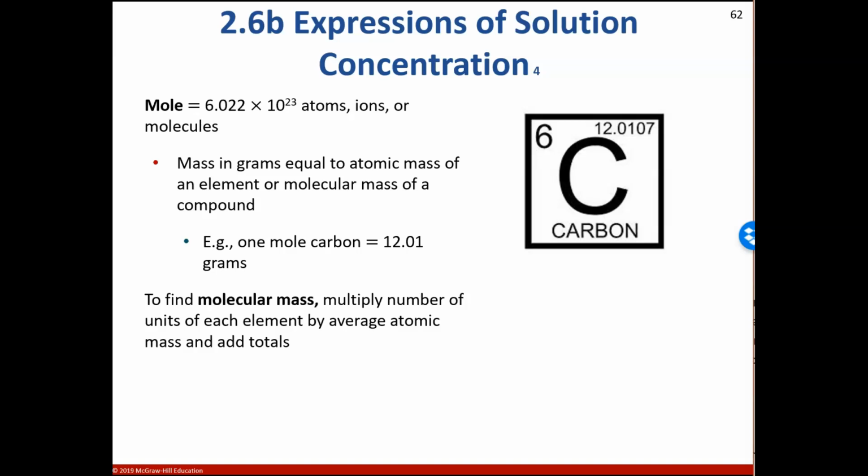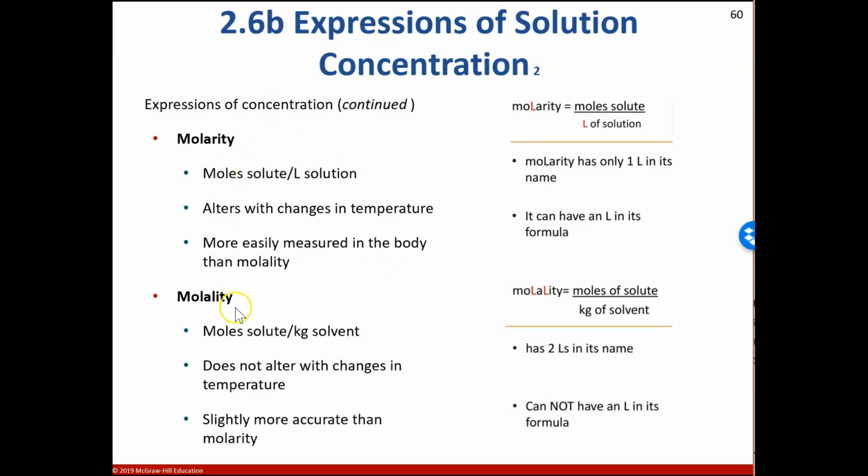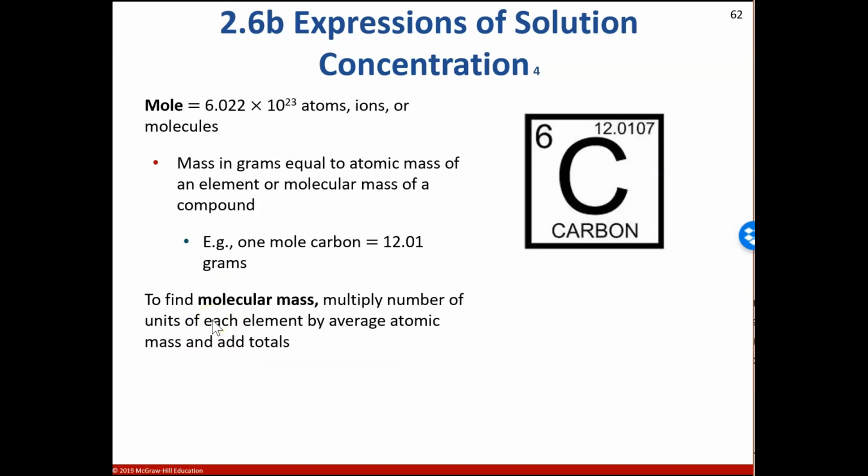So what is a mole? We kept on talking about that when we discussed our molarity and molality. So our mole is going to be a fixed number. It is 6.022 times 10 to the 23rd atoms, ions, or molecules. And this is our mass in grams equal to atomic mass of an element or molecular mass of a compound. So 1 mole of carbon is going to be equal to 12.01 grams. And we are going to do some calculations in our lab using this number. So you should commit this to memory.